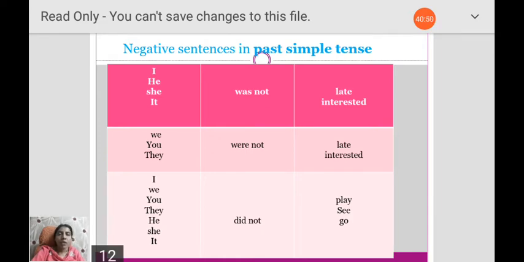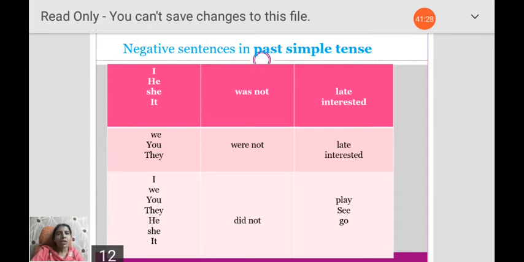And here is a list: I, we, you, they, he, she did not. And play, see, go. So now look at the first two columns and the last column. What is the difference there? In the first column we used was not, and in the second, were not. Here the difference is the subject-verb agreement, that is, was and were. With I, he, she, and it, the helping verb that agrees is was, and with we, you, and they, the helping verb is were.